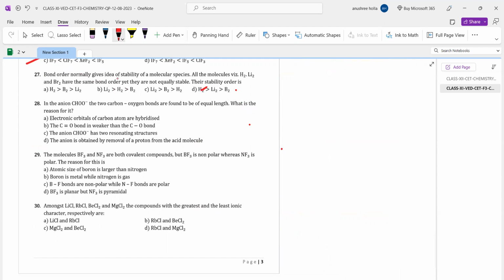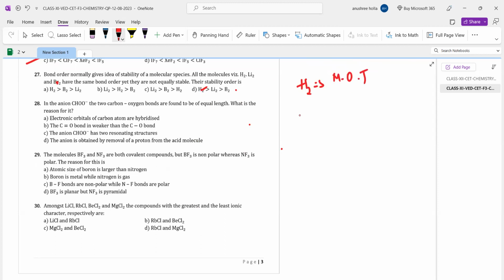Bond order normally gives an idea of the stability of molecular species. All the molecules, that is hydrogen, lithium, and boron molecules, have the same bond order, yet they are not equally stable. What is their stability order? We always think of the stability of molecules based on the bond order. Right now, if you observe hydrogen, lithium and boron molecules, the bond order is the same for all. Now, how to determine the relative stability?